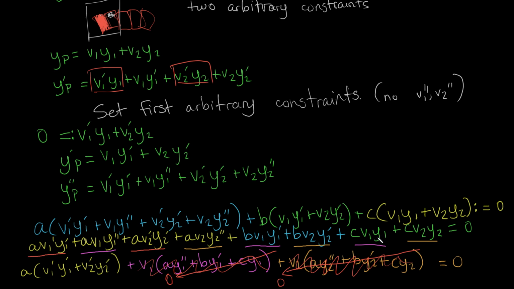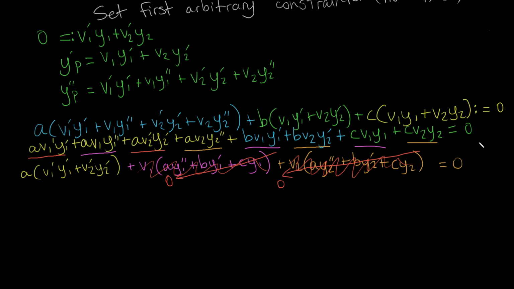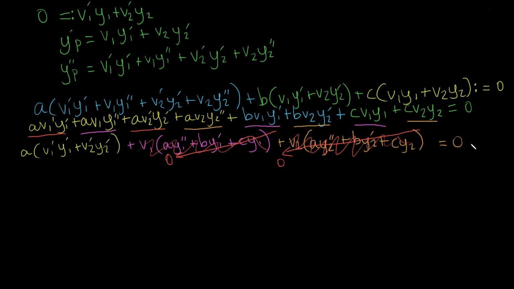And what we're left with now is, never mind. What we can say now is that our final constraint is that a times v1 prime y1 prime plus v2 prime y2 prime, that this must equal 0. Again, bring back the definition. So it's still all just definitions.